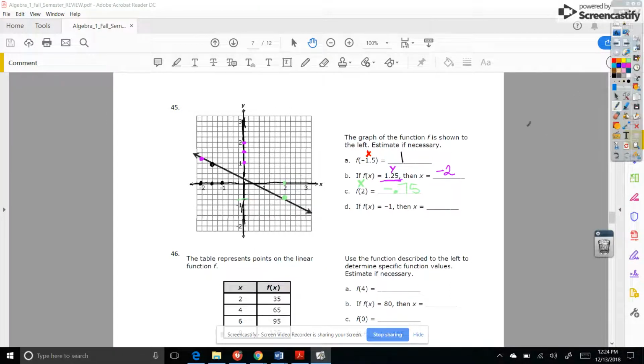And last, if f of x is negative 1, so that's a y value, then what is x? So go to negative 1 on the y's, trace over, looks like 2.5. Okay.